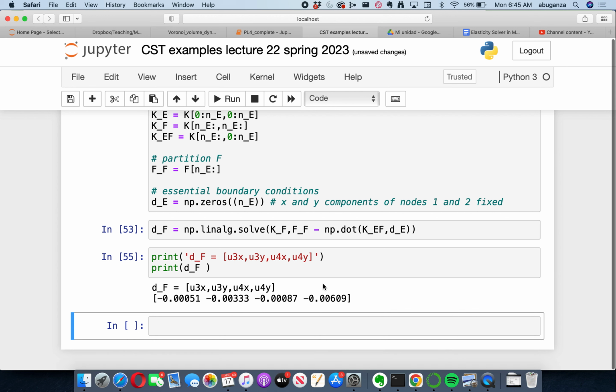So this is the second example. I'll upload this to the elasticity folder in Brightspace, and then I'll see you on Wednesday.